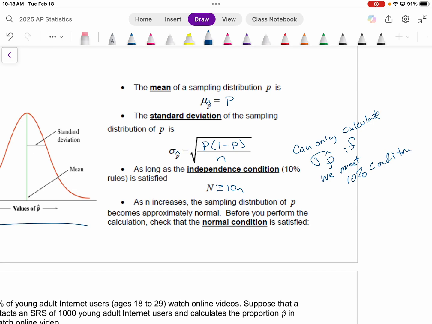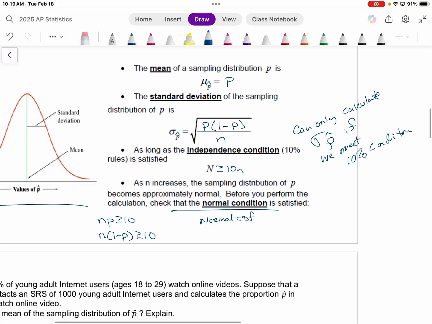As n increases, the sampling distribution of p hat becomes approximately normal. Therefore, we can do a normal condition, so we can do that normal CDF. And again, that also means we have to check our conditions. Last week we learned that we check n times p, is it greater than or equal to 10? And then is n times 1 minus p greater than or equal to 10? If we are okay on both of those, then we meet the normal condition. Therefore, we can go ahead and do our normal CDF and calculate the probability of a certain thing taking place.